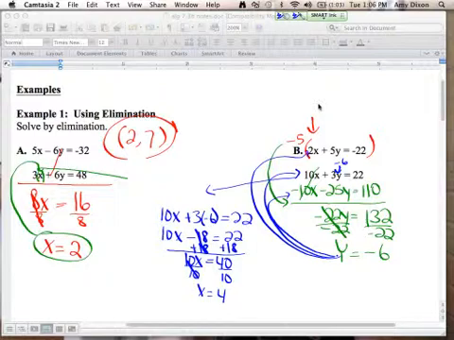4. Yeah, and then we need to write it out. Our answers need to be written out in a coordinate point. So our x value is 4. The x comes first in your ordered pair, and then the negative 6. So this is your solution.